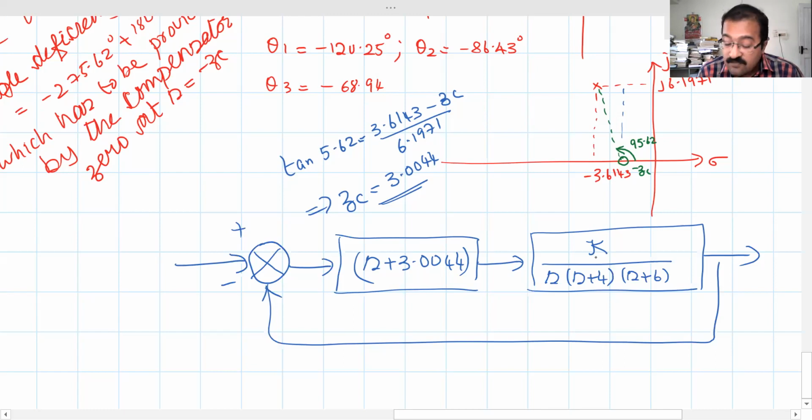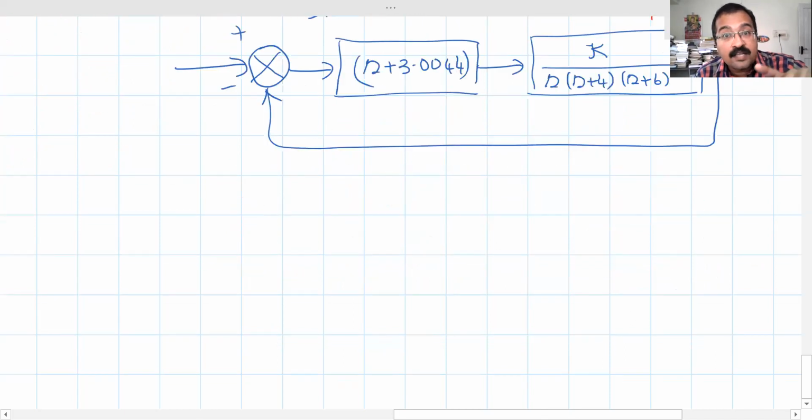Now you see what the value of gain K is. You can associate gain K either with the plant or with the compensator; either way it is fine, because eventually these two are in cascade, so they will get multiplied. Now we are left with one more part: we have to find the gain K value. How will you find it? From the magnitude condition.